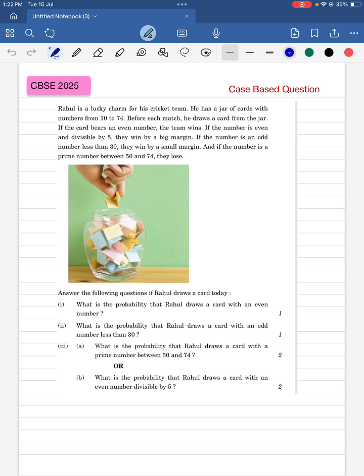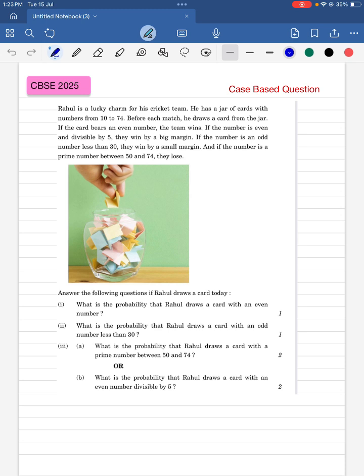Rahul is a lucky charm for his cricket team. He has a jar of cards with numbers from 10 to 74. Before each match, he draws a card from the jar. If the card bears an even number, the team wins. If the card is even and divisible by 5, they win by a big margin. If the number is an odd number less than 30, they win by a small margin. And if the number is a prime number between 50 and 74, they lose.